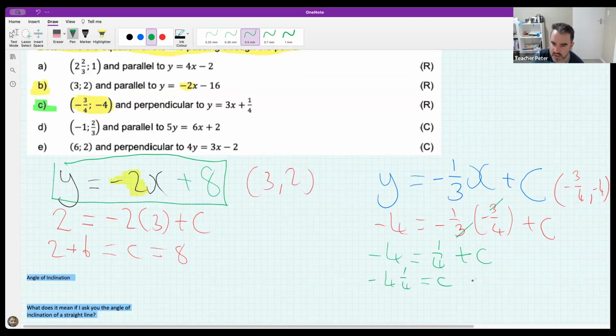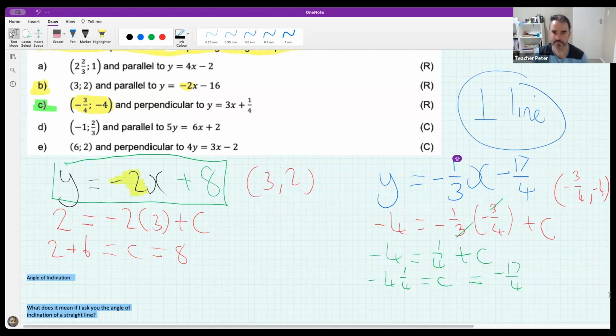Or you could also say that your calculator might say it as minus 17 over 4. And I quite like that. It's a bit easier. So you should get, for your final answer, minus 1 over 3x minus 17 over 4. And that is the perpendicular line that they were asking for.